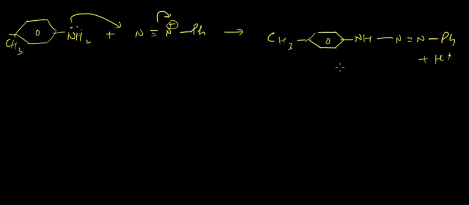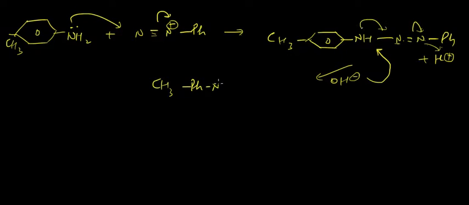Next, in presence of OH minus, what will happen? This OH minus will take this H plus from the nitrogen atom, and at the same time it will result in a negative charge on the nitrogen atom. As a result, it will form a double bond with this nitrogen atom, and in consequence, this nitrogen atom will withdraw its bond pair from this nitrogen atom and will attack the H plus released in the previous step. So I am showing all the steps in this reaction.